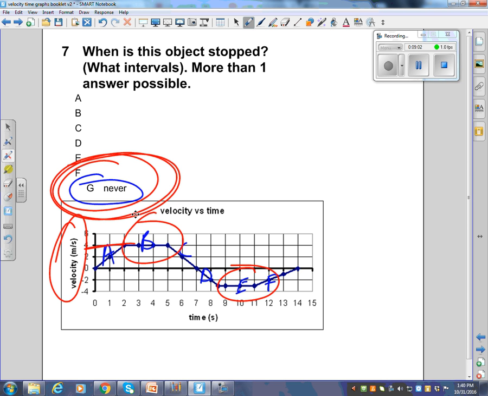Okay, this means that the velocity is in fact 4 meters per second. That is not stopped. The only time that it is momentarily stopped is, well, right there, and right there, and right there, right? Paused. Instantaneously 0. But the question only allowed you to enter intervals, right? So there are no intervals where it is stopped.